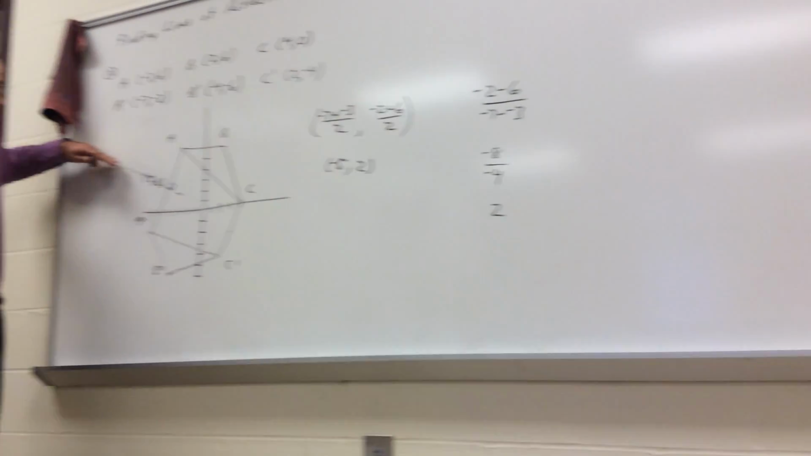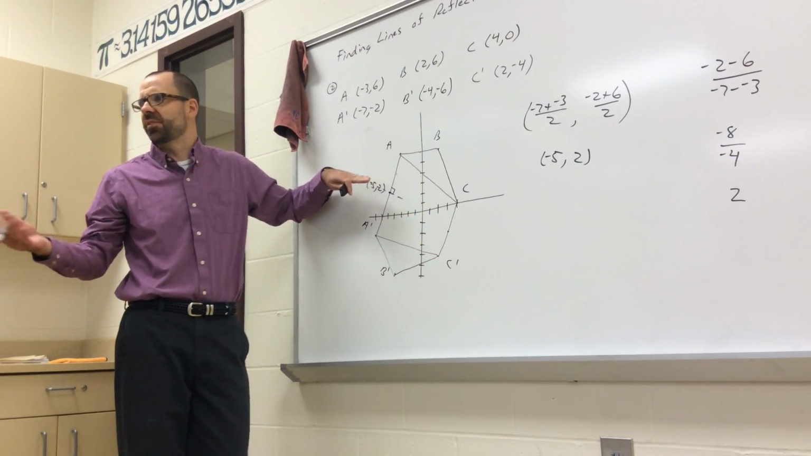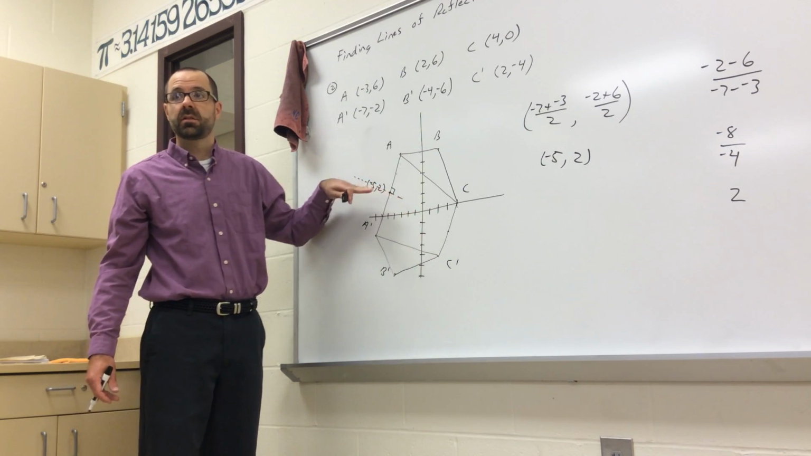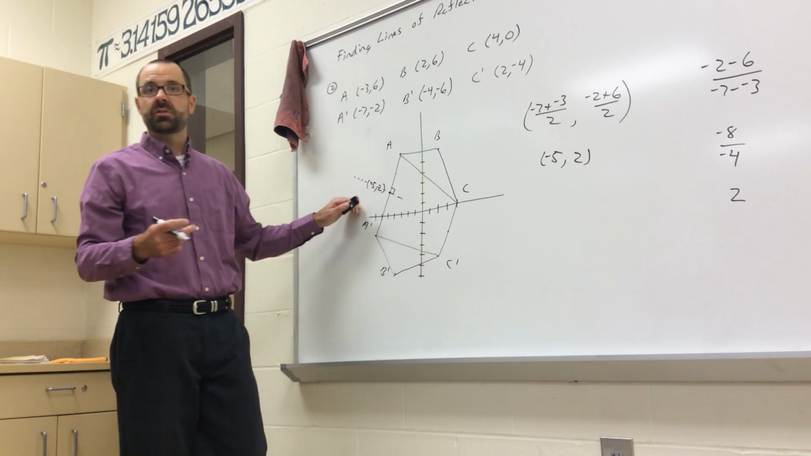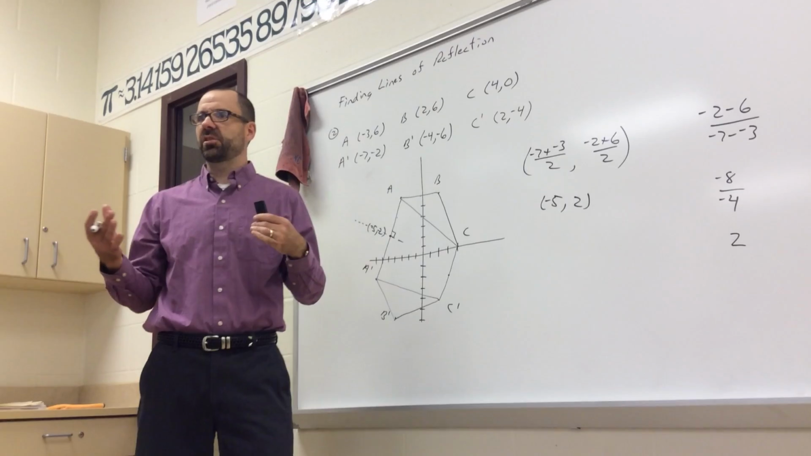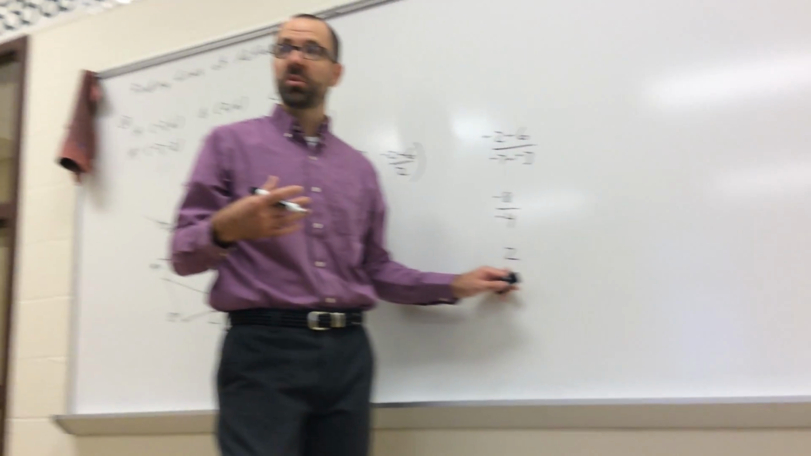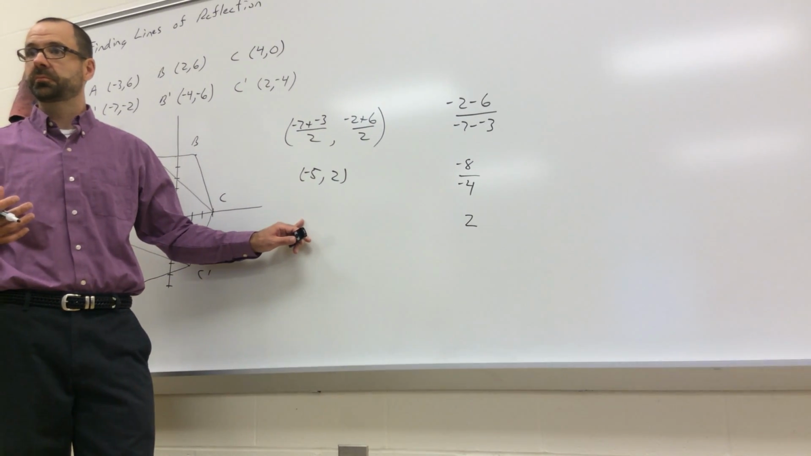So how am I going to get the slope for the reflection line? I'm trying to find the reflection line. So I need the slope of that. And I know that it's perpendicular. So what do we know about perpendicular lines and how their slopes compare? Like if this is the original slope, what's the perpendicular slope going to be?